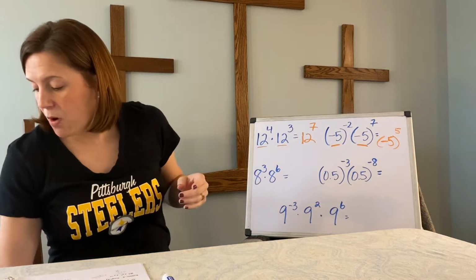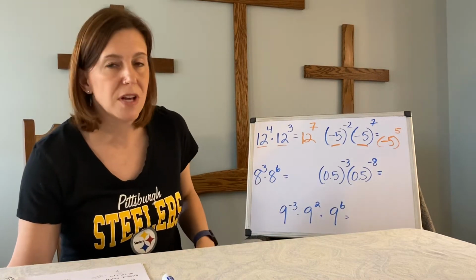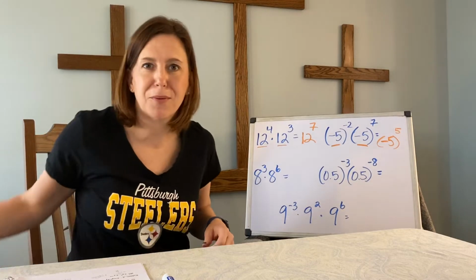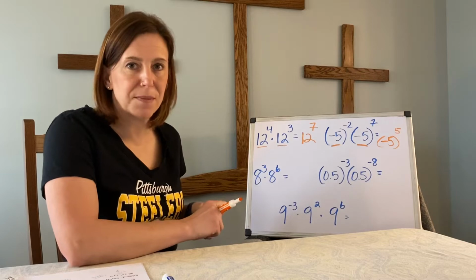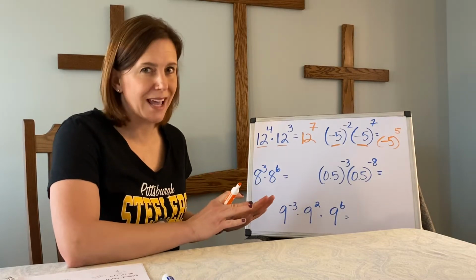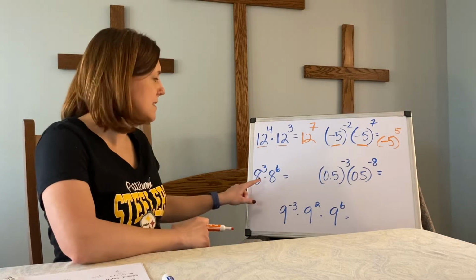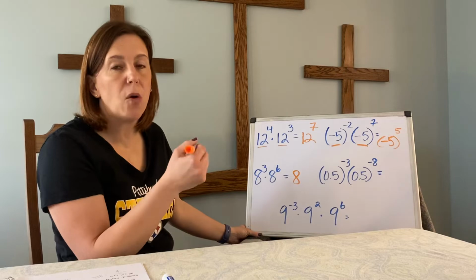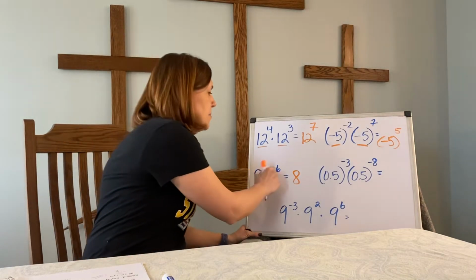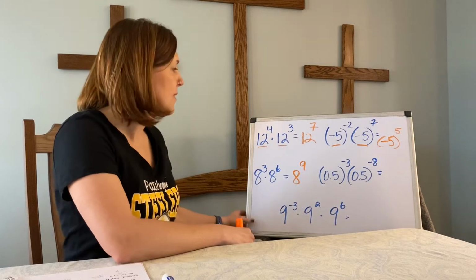Okay, if you are watching now, you have finished those practice problems. Let's take just a minute, actually, probably all we need to go over these 3 problems. These are very basic problems again. My first one, 8 cubed times 8 to the 6th. My base does not change, but my power does. 3 plus 6 is 9, so it's 8 to the 9th power.